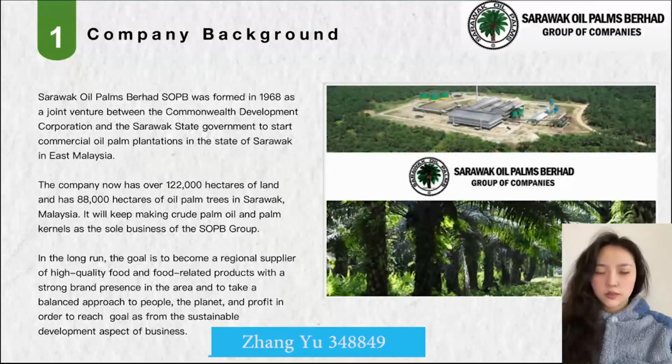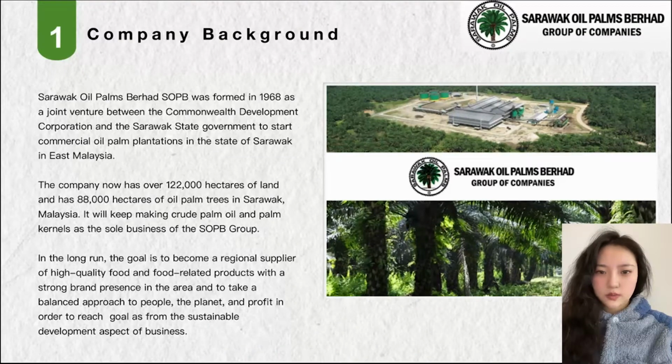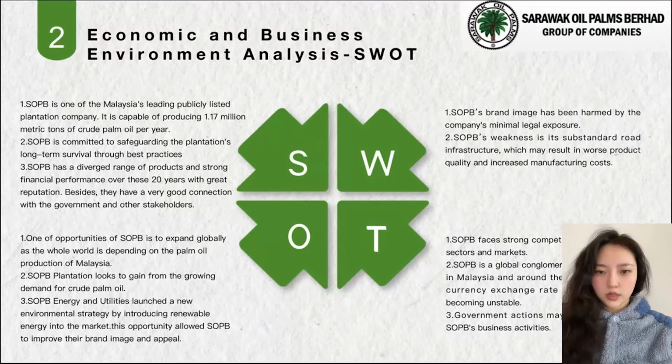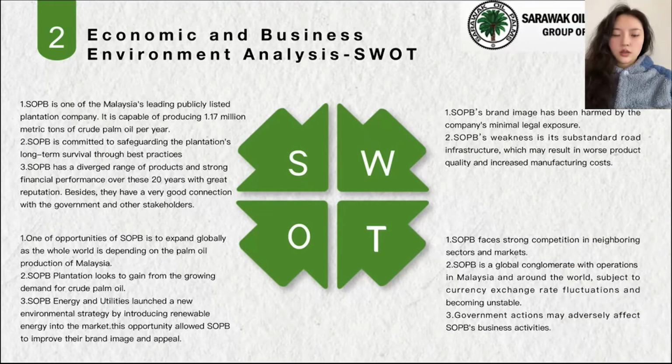The first part is about company background. Sarawak Oil Palms Berhad was formed in 1968, and the company now has over 122,000 hectares of land and 88,000 hectares of oil palm trees in Sarawak, Malaysia.